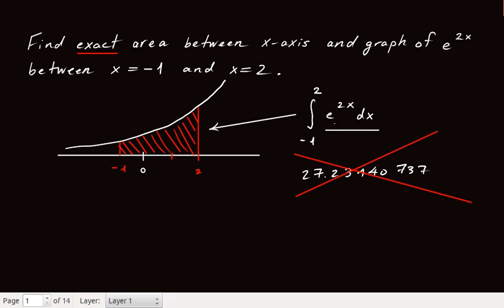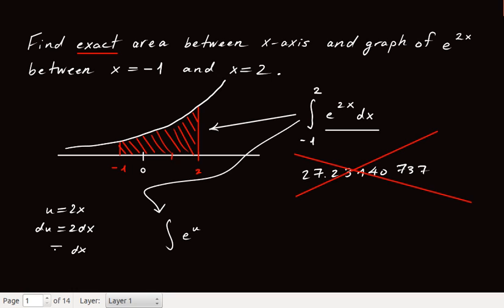Okay, to do that, one way to do this is by substitution. I'm going to let u equal 2x. du is going to be equal to 2 dx. And so this integral that I need to compute is going to be equal to the integral of e to the u, and then the dx is the same as du over 2. So I write du over 2 for that integral.